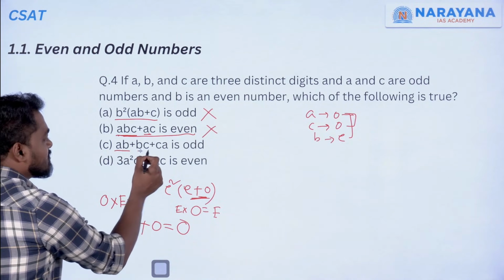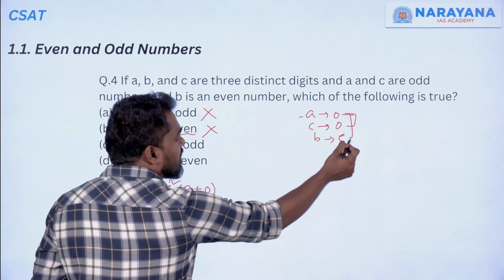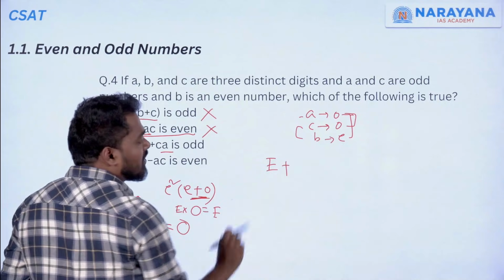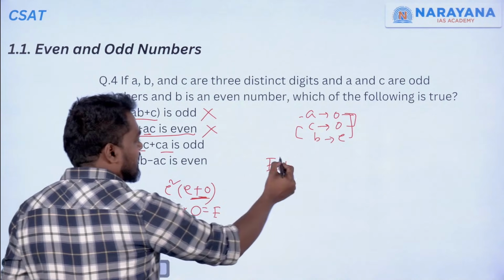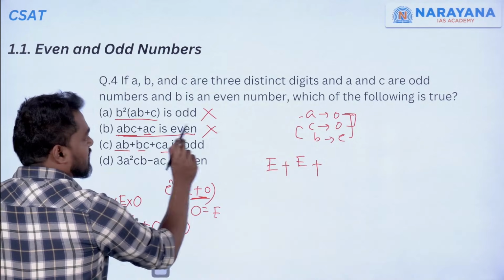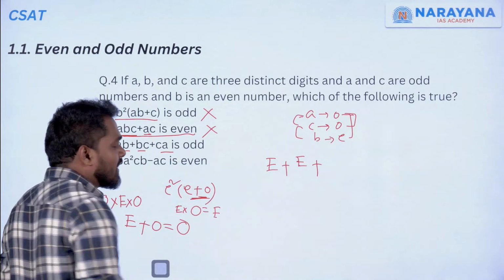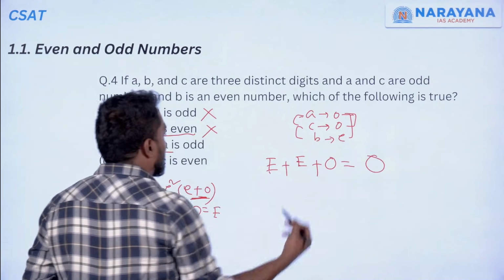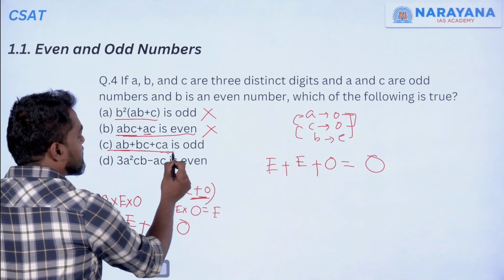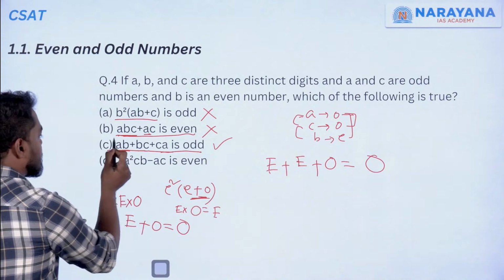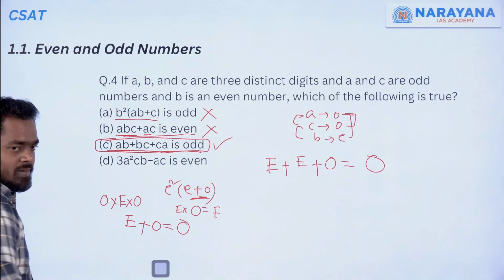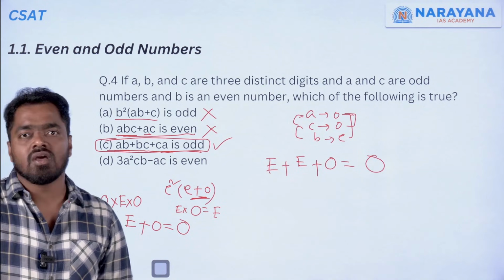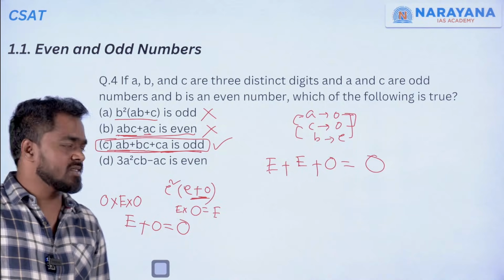Next, AB plus BC plus CA. What is AB? Odd into even. That is an even number. Plus BC, odd into even, 2 into 3, 6, again even. Next, AC, that is odd into odd, 3 into 3, 9. So that is odd. So again 6 plus 6 plus 9, that is an odd number. So they are saying that AB plus BC plus CA is odd. So the correct answer is option C. So these are the kind of problems that can be asked on the properties of even and odd numbers.